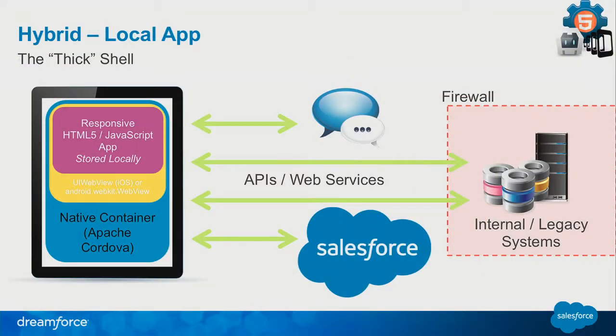So the first I'm going to talk about is a local app, or what I call the thick shell. A local hybrid application has a native shell, a native container that was written to run on the operating system of the mobile device you're using. And within that shell, we run an HTML5-based JavaScript-based application, and it's going to be visible through the OS's standard web view.